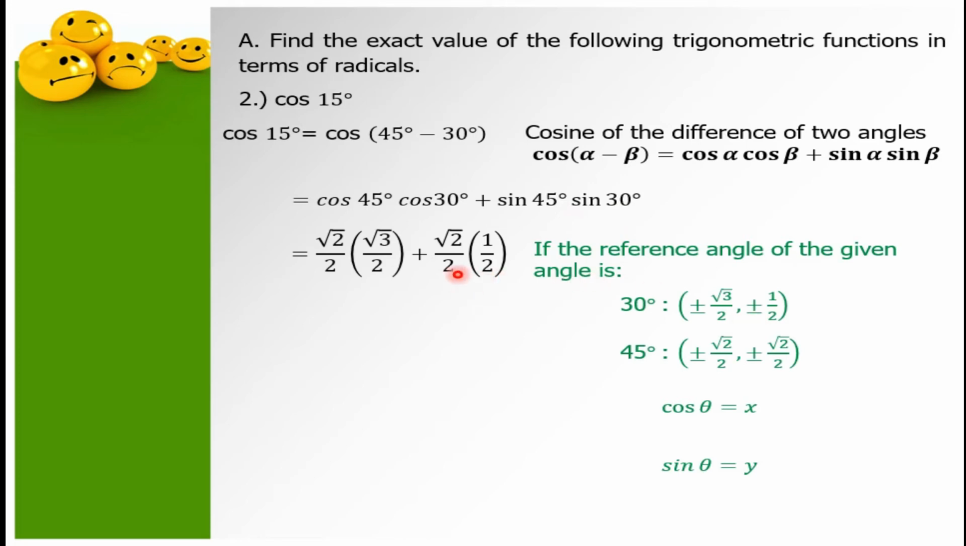Okay? By simplifying, we have square root of 2 times 3, that is square root of 6. 2 times 2, that is 4. Plus square root of 2 times 1, that is square root of 2. 2 times 2 is 4. Again, we have the same denominator. We can combine that or simplify that into square root of 6 plus square root of 2 all over 4.